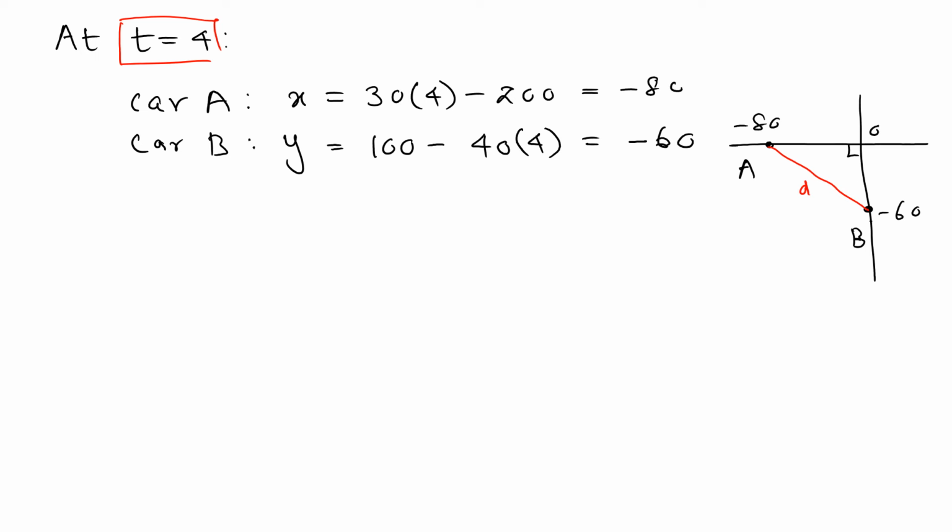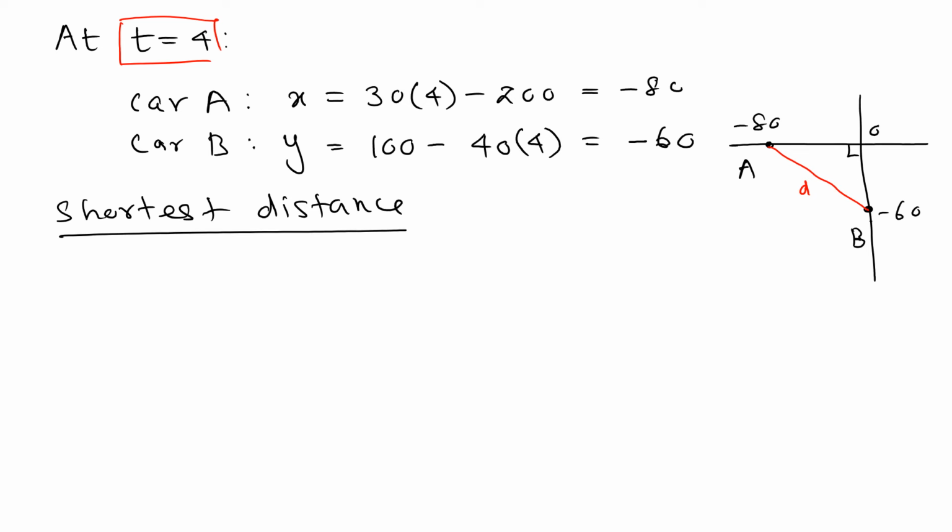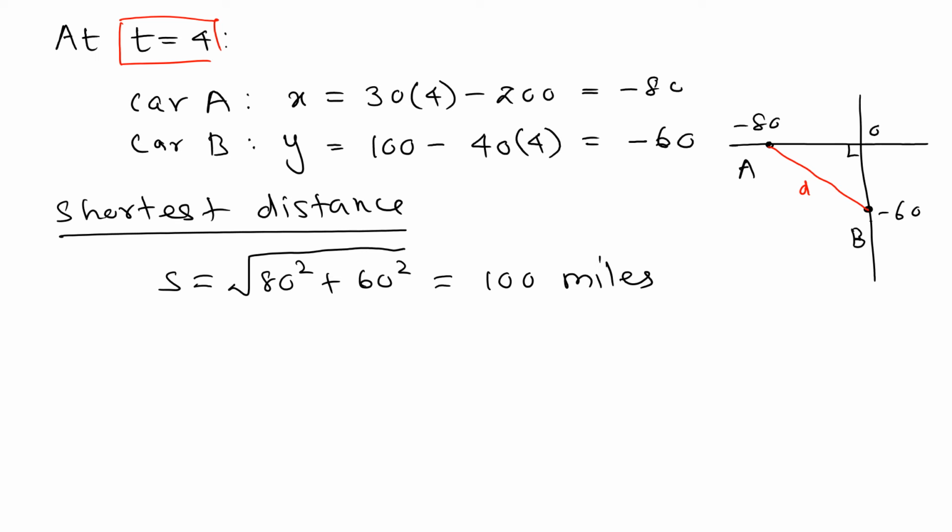You can see the minimum distance happens here at this place after t hours. So the shortest distance, call it S, you can write simply as the square root of 80 squared plus 60 squared, because we don't put the negative sign, since it's squared, it's positive. So you simply get 100 miles exactly. That means the shortest distance between the two cars is 100 miles. That's the shortest it can be.